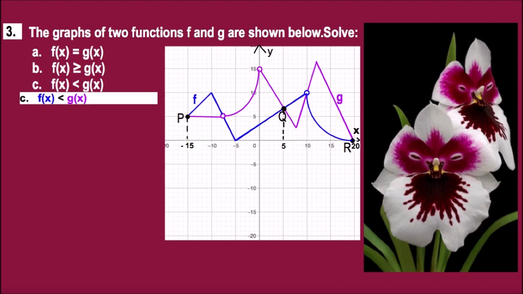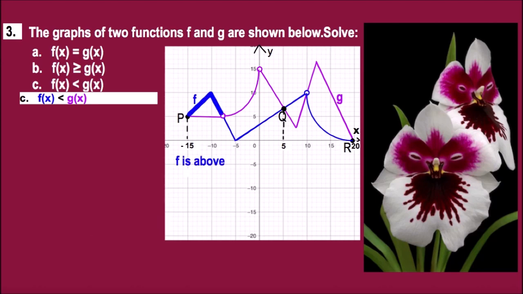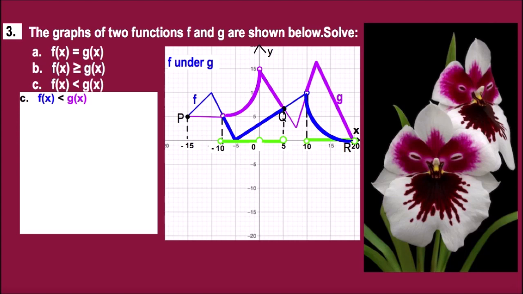C. f of x is less than g of x. The solutions of the inequality above are the x-coordinates of all points on the graph of both f and g, such as the graph of f is under the graph of g. We can draw it out. f is above, then under, then above yet again, and finally under. So f of x is less than g of x is equivalent to x belongs to open interval -8, 0, united with open interval 0, 5, united with open interval 10, 20.